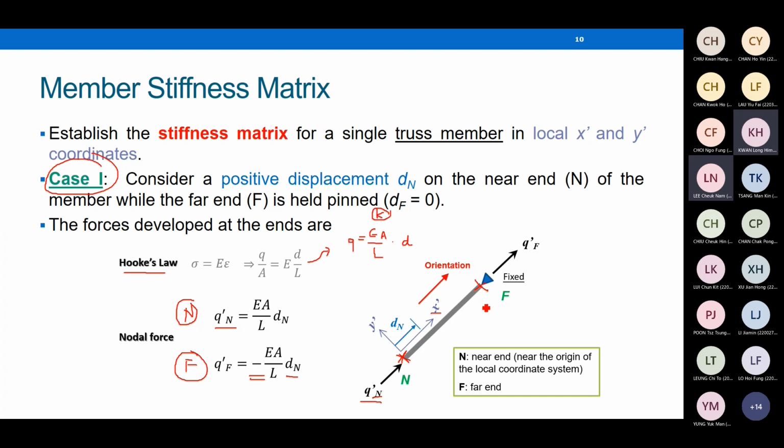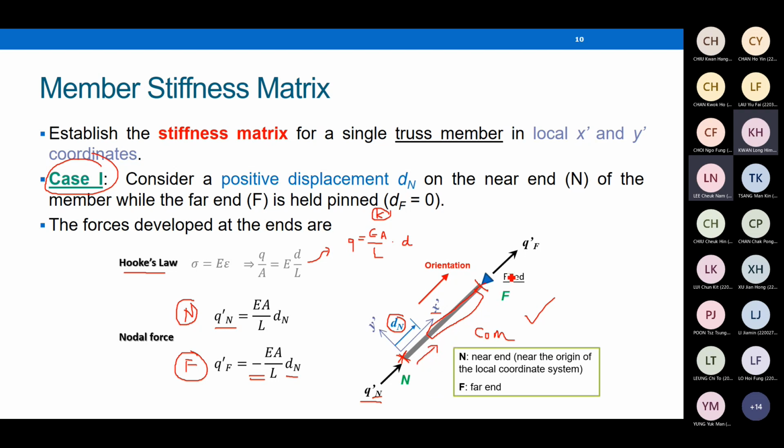Why? When you take a look at the picture right here on the right-hand side, now you will undergo positive movement, which means that the member is under shortening. For a member under shortening, we expect that the member should be in compression. For a member in compression, the force on the left is pointing this direction, right?